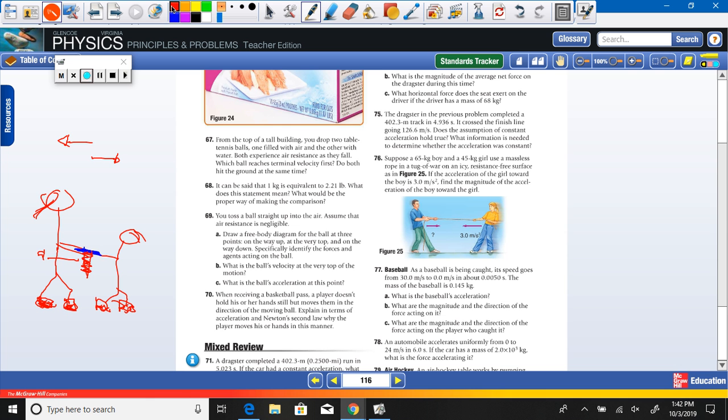Okay, so now I want you to do number 76 with that in mind. Ready? Draw picture, go.